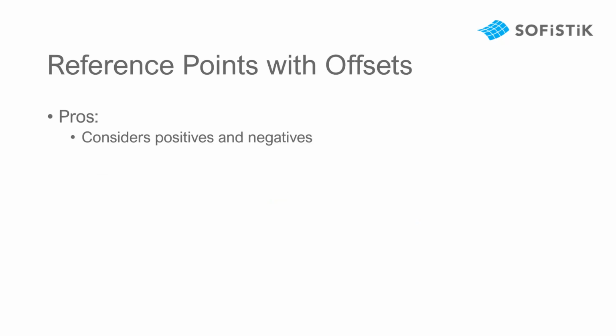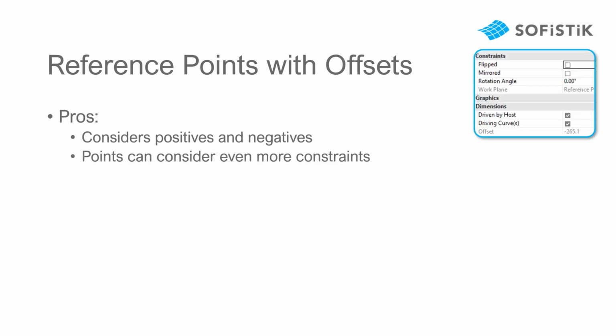Pros, these points can consider values in the positive and negative direction of their orientation. With reference points with offsets, you can consider more constraints or different kind of constraints compared to the aligned dimension, like the rotation angle or the offset, or flipped or mirrored. And you have a clean handling of the family. So there is no indication of the referenced parameter directly in the geometry of the family.